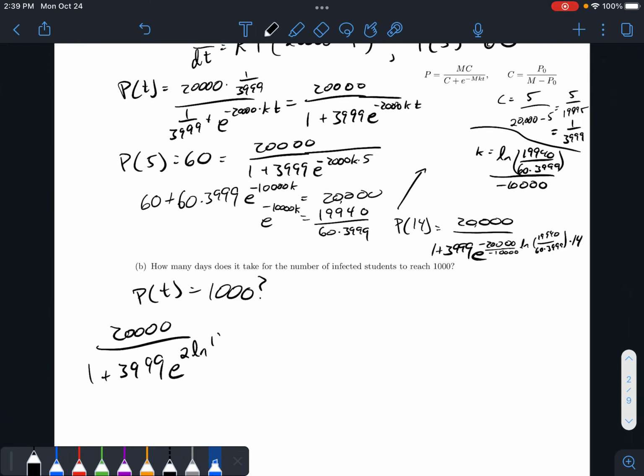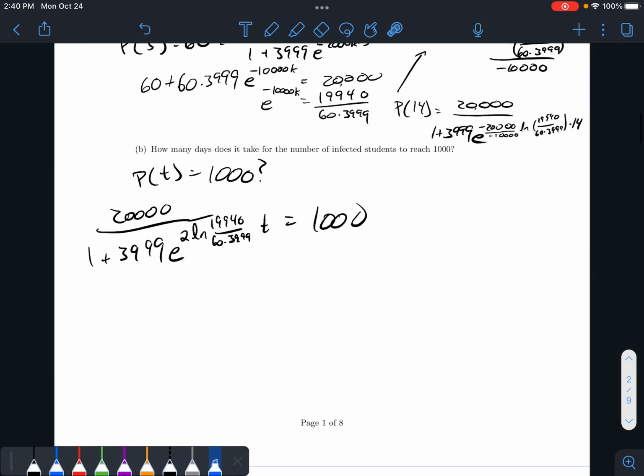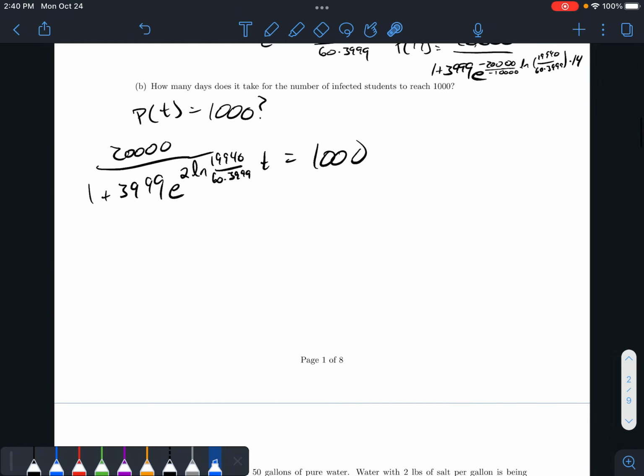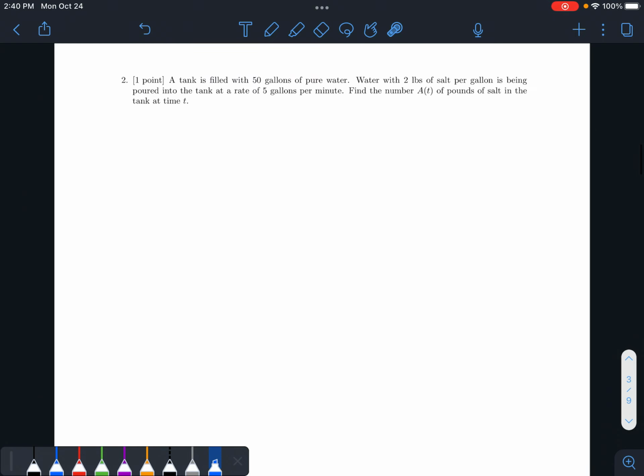So we get 2 natural log of 19,940 over 60 times 3,999. And then we keep the t there, set this equal to 1,000. And then we just solve for t. So I am just going to skip that now. I'll post the solutions for this later, but I don't think it's really necessarily worth going through because these are just sort of algebraic steps, but I'll post them later.